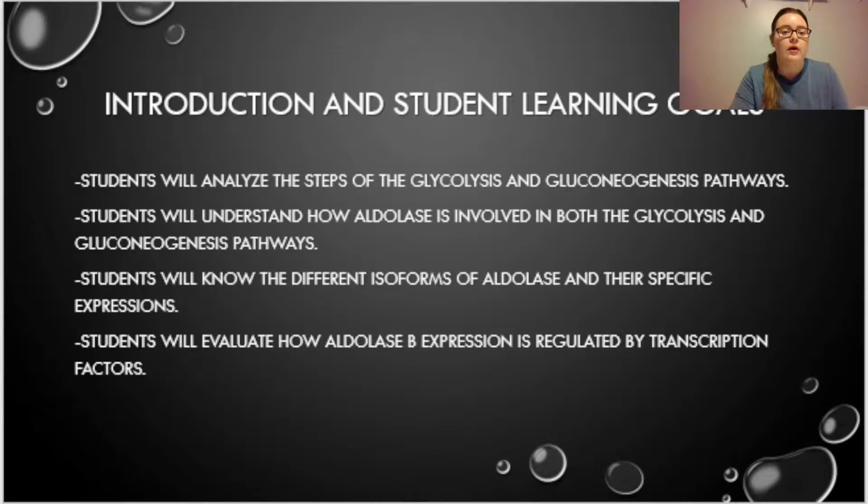So to begin with the introduction and student learning goals, so students can understand what is expected of them, that they need to learn throughout these important concepts, is first, students will analyze the steps of the glycolysis and gluconeogenesis pathways. Students will understand how aldolase is involved in both the glycolysis and gluconeogenesis pathways. Students will know the different isoforms of aldolase and their specific expressions. And finally, students will evaluate how aldolase B expression is regulated by transcription factors.